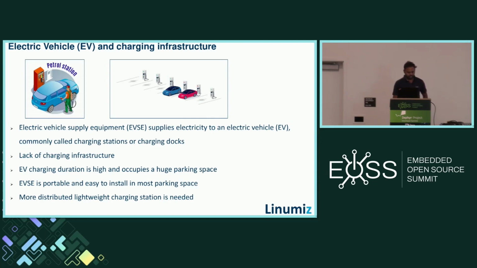In comparison with a gasoline vehicle at a petrol station, which takes a few minutes to refill the fuel, one of the limitations of the electrical vehicle is that the time it takes to recharge the battery is very long, and it also occupies the parking space until it gets fully recharged. But one of the advantages of the charging station is that it is portable and easy to install in most parking places.